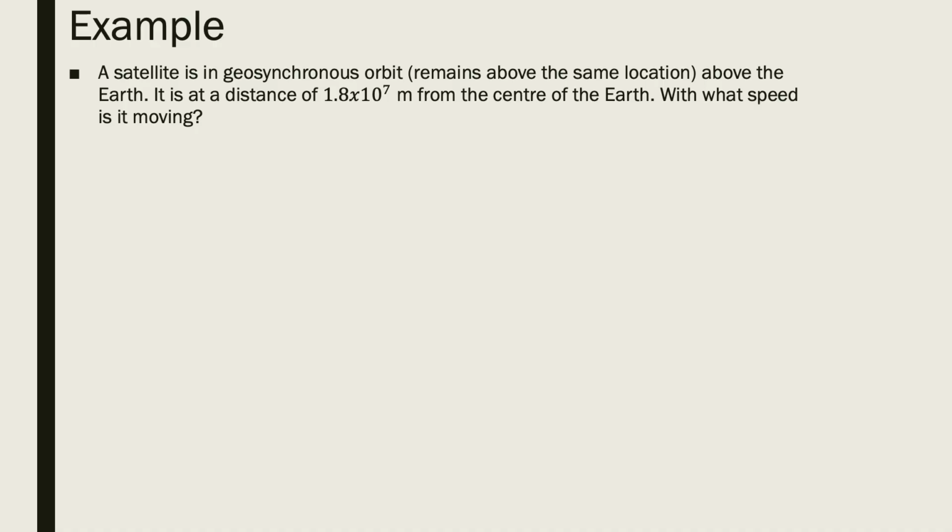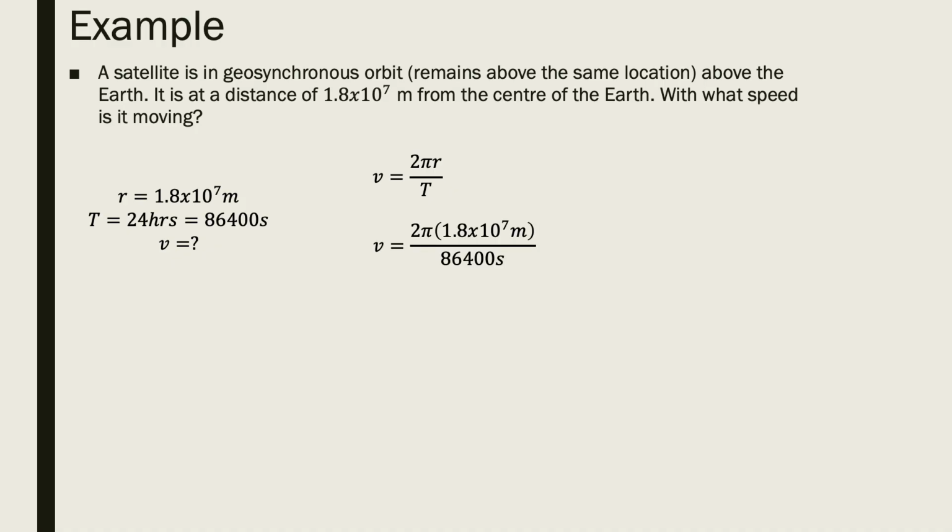So let's start by writing out the information that we do have. We know our r is 1.8 times 10 to the 7 meters. We also know our period is 24 hours, which, if we convert into seconds, is 86,400 seconds. And we're trying to solve for the speed. So we've got our speed as 2 pi r over our period. In this case, we don't have to rearrange it at all. We can just substitute directly in, and then calculate and round to appropriate significant figures. We end up with a speed of 1,300 meters per second.